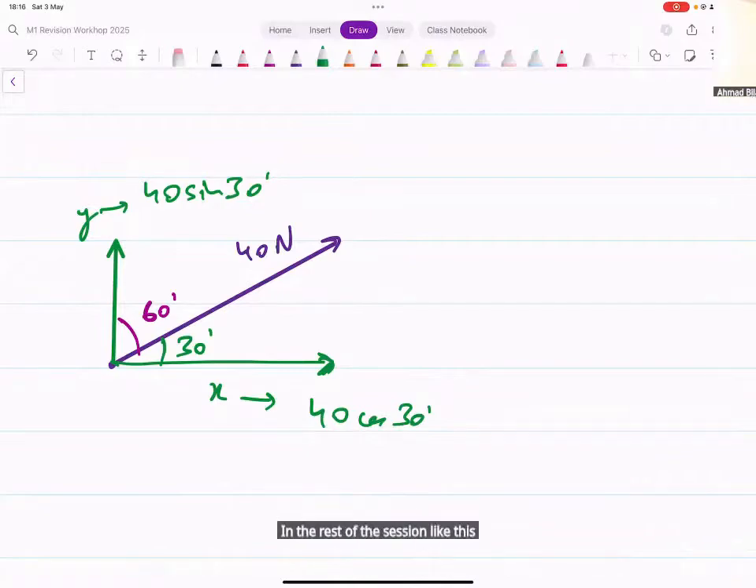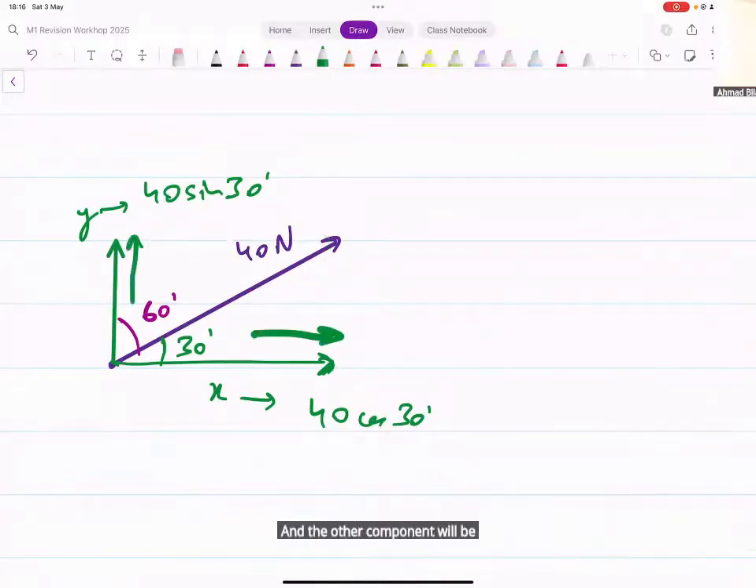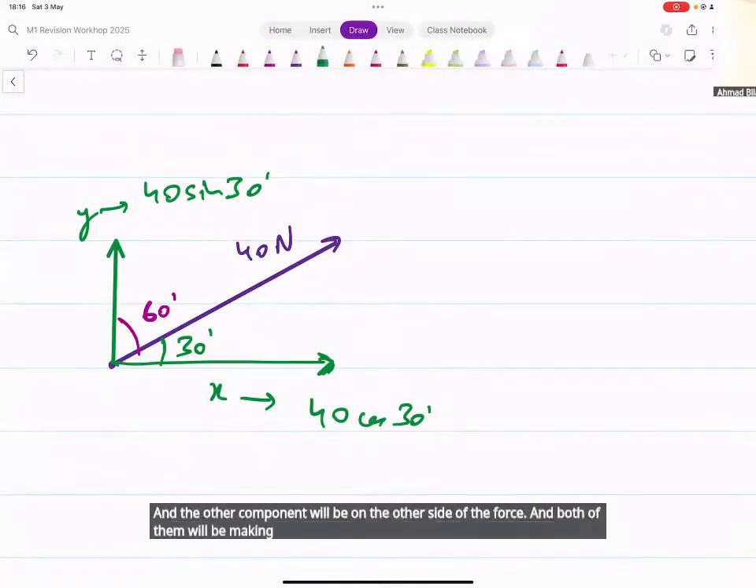Wherever the force is starting from, we make 2 components starting from that point. So one towards the right side here, one in the upwards direction in this case. One component will always be on one side of the force, and the other component will be on the other side of the force. And both of them will be making acute angles like this.